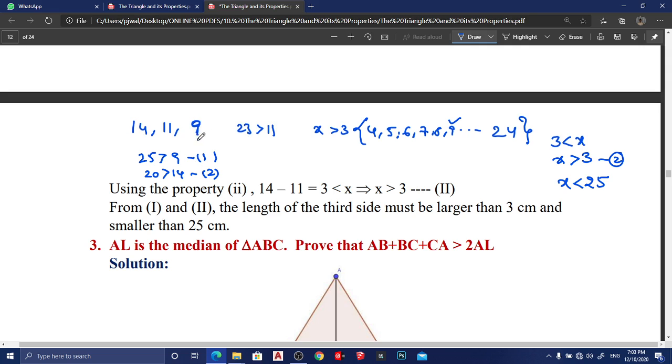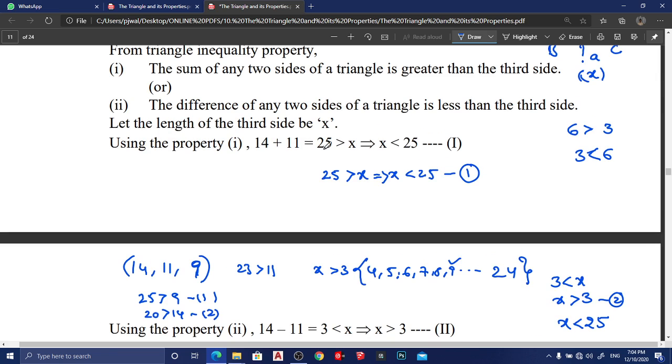Therefore 9 belongs to a triangle, and by using this 14 and 11 and 9 we can construct a triangle. So this is in the range of these values. By using any of these values we can construct a triangle, because all these values will satisfy the triangle inequality condition, because we have taken these values by applying the triangle inequality property only.